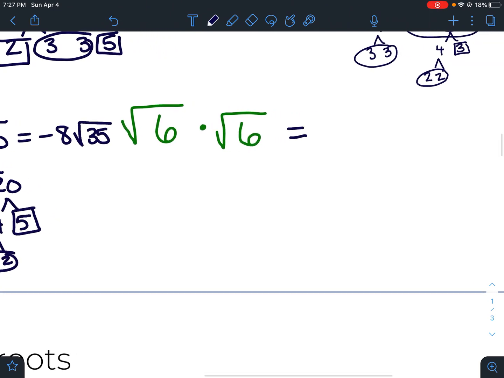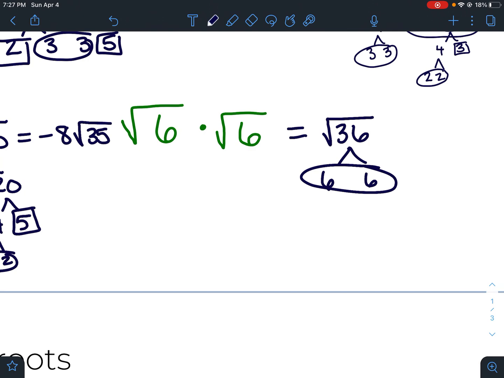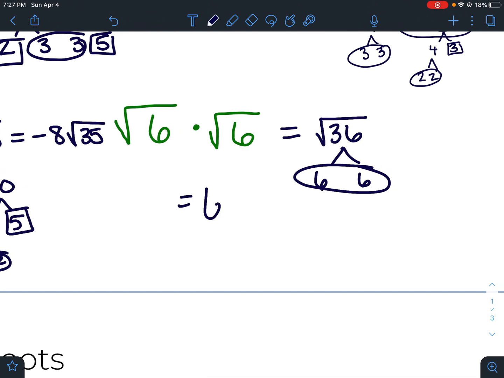Square root of 6 times the square root of 6. Now I'm going to show you the long way, but then I'm going to tell you what the shortcut is. 6 times 6 is 36. And we just broke down 36 into 6 times 6. I'm not going to break that down anymore because that's a pair. So the square root of 6 times the square root of 6 is just 6.